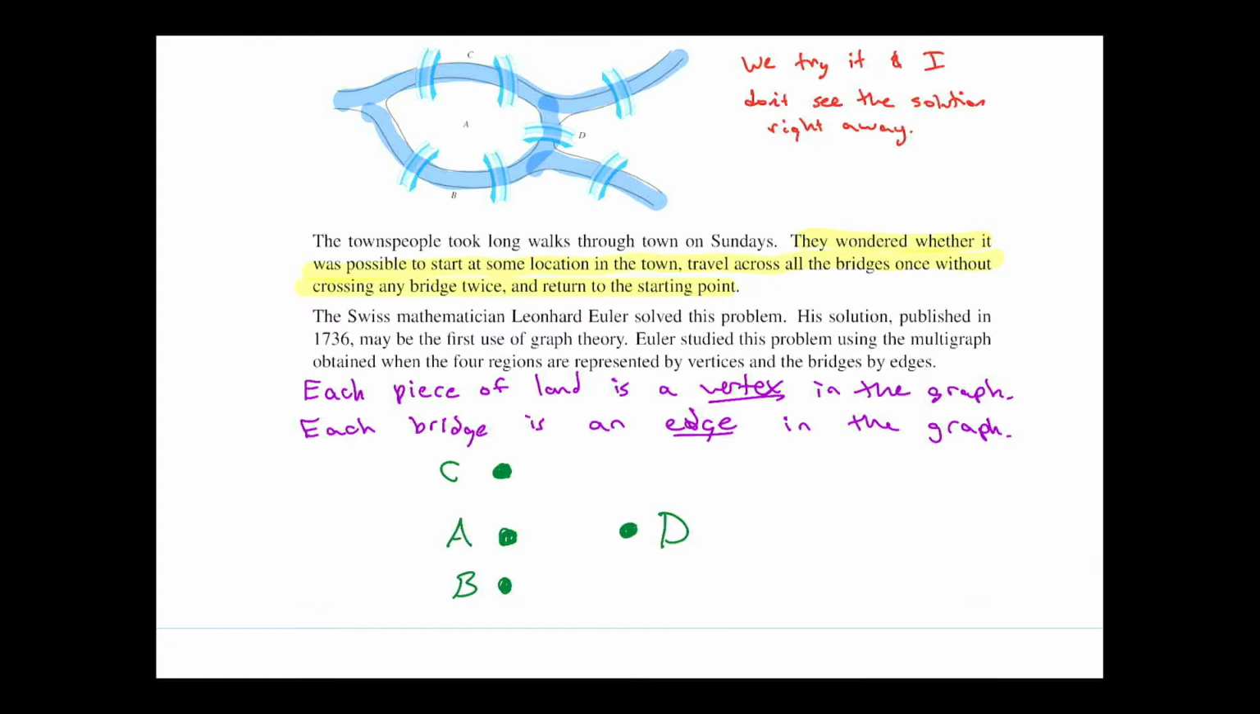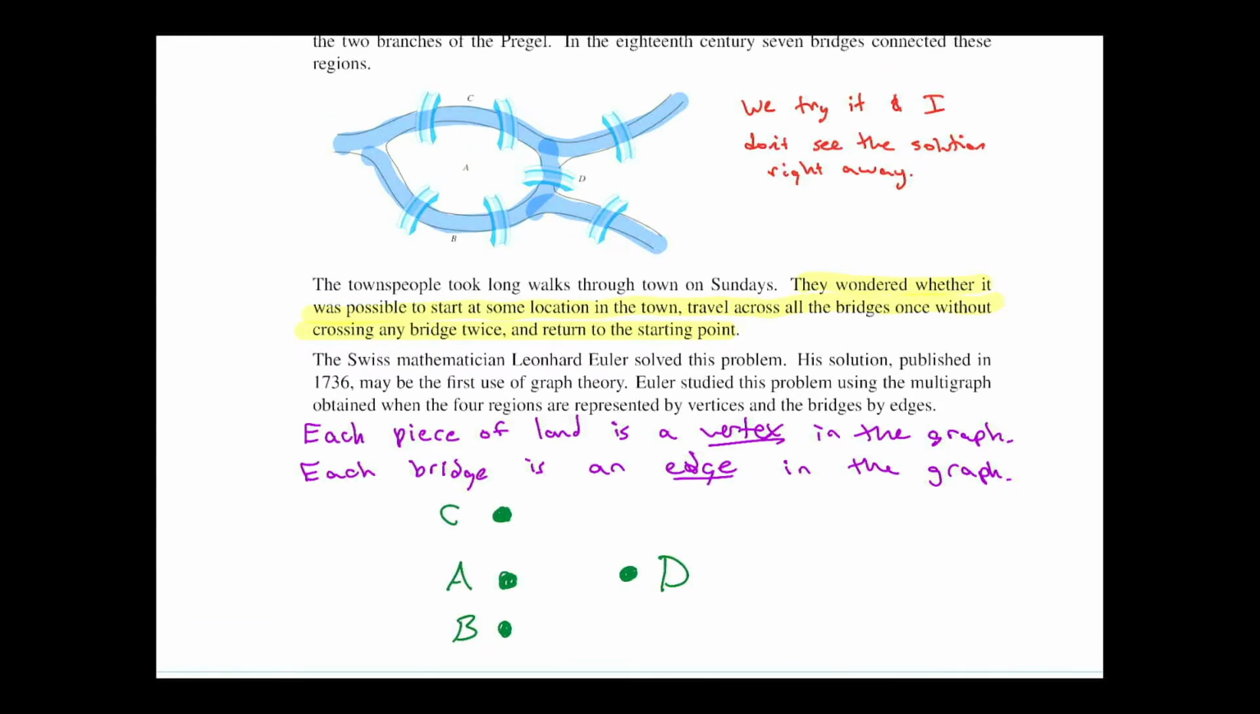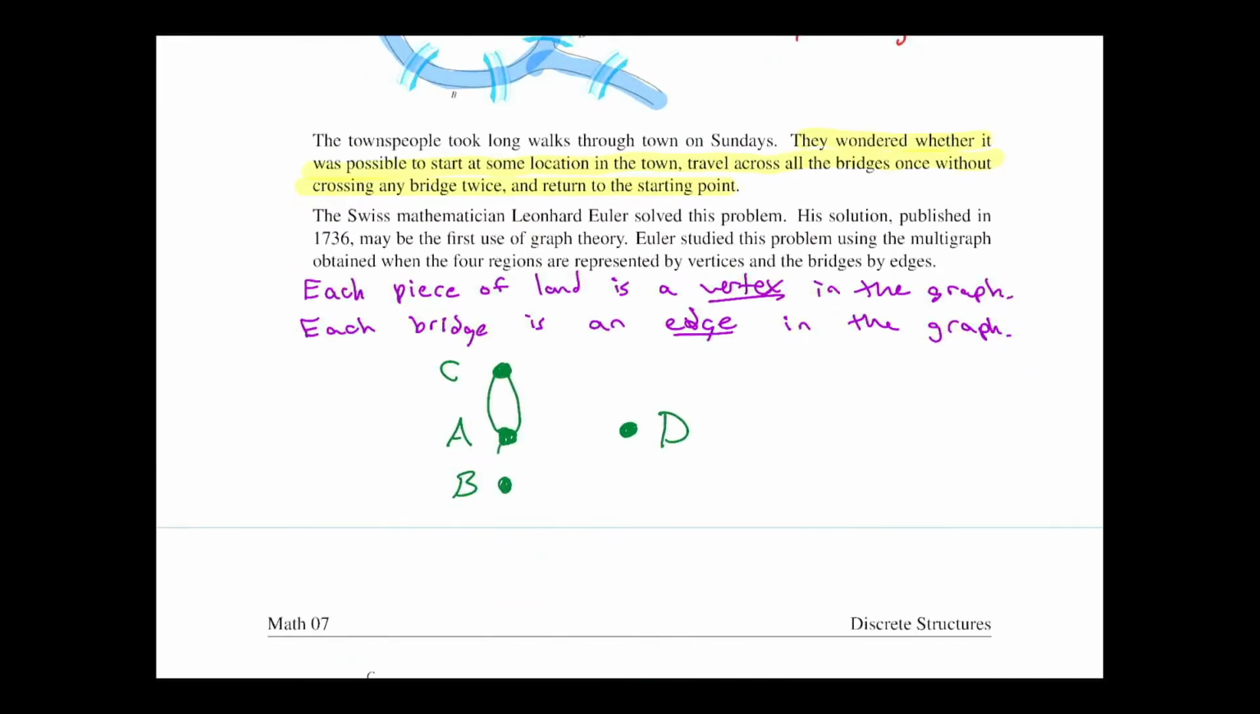So what you do is you just say, okay, from A to C, there's a bridge and then another bridge. So there's two bridges that go from A to C. So you go one bridge, two bridge, like that. And then there's two bridges from A to B, bridge, bridge. So two bridges means two edges, edge, edge.